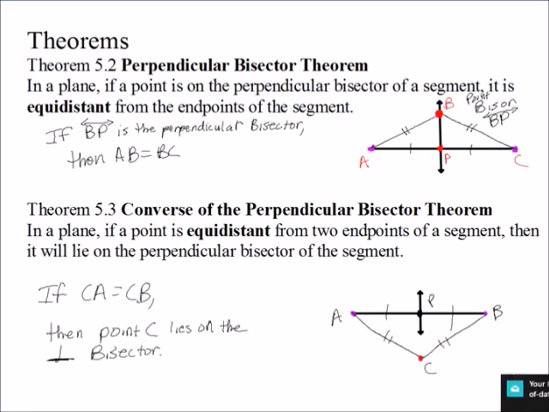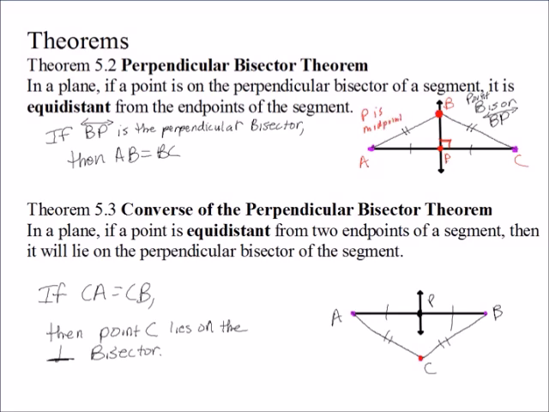So theorem 5.2 is your perpendicular bisector theorem. Anytime you have a point on a perpendicular bisector, so in a plane, if a point is on the perpendicular bisector of a segment, then it is equidistant from the endpoints. So if BP is the perpendicular bisector, how do I know that? Well, I'm telling you now that it is meeting at a 90-degree angle. And P is the midpoint, okay? P is the midpoint.